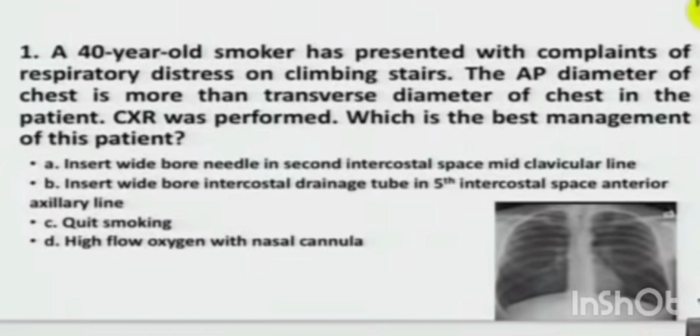So the correct answer is option C, quit smoking, as quitting smoking is a factor that would be helpful in the primary management of this patient. So the answer is C, quitting smoking.